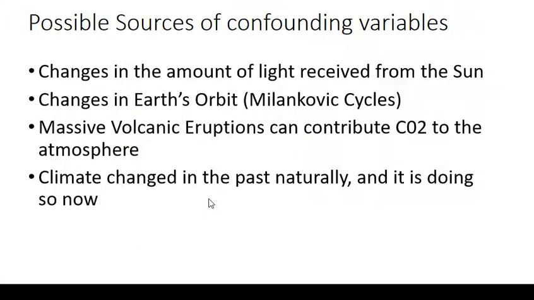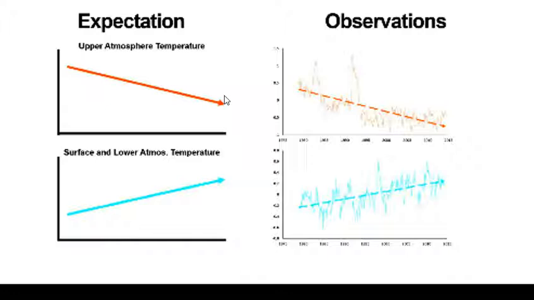If we were getting changes in the amount of sunlight received, then if that was the source of global warming, what you would expect is the upper atmosphere and the lower atmosphere, that is the surface, both to warm. If instead we're seeing an effect from carbon dioxide generated in the lower atmosphere, then what you would see is what we are getting, and that is an increase in surface temperature, but a decrease in the temperature of the upper atmosphere. And we can and do measure that, and that's what we're seeing. So we can rule out that confounding variable.